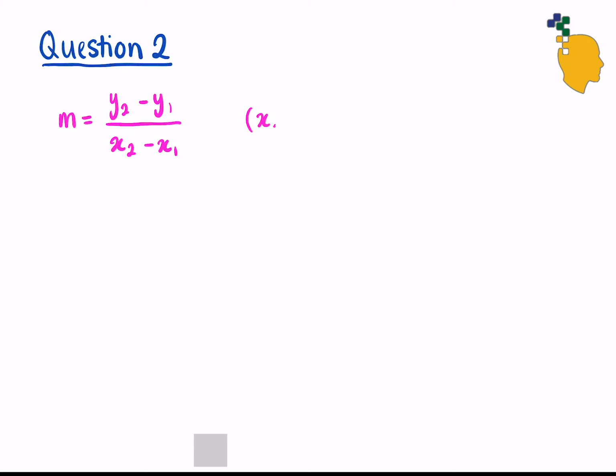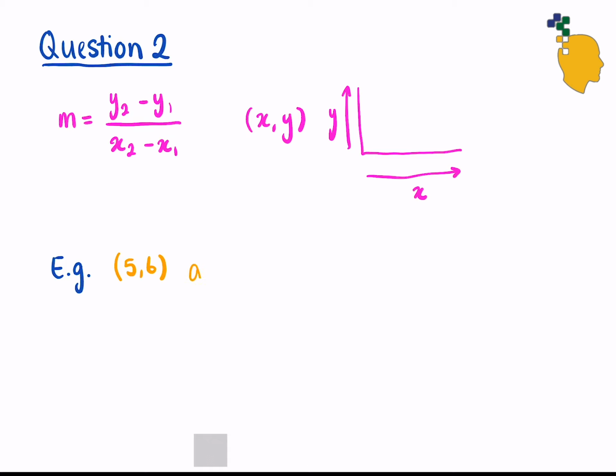So in a coordinate, there's an x value and a y value. When you draw a graph, that horizontal one is your x, and that vertical one that goes all the way up is your y. So the first example that we're going to do is if they give you coordinates like 5, 6, and 7, 12. So first we're going to label x1, y1, x2, y2. So the 5 is x1, the 6 is y1, the 7 is x2, the 12 is y2.